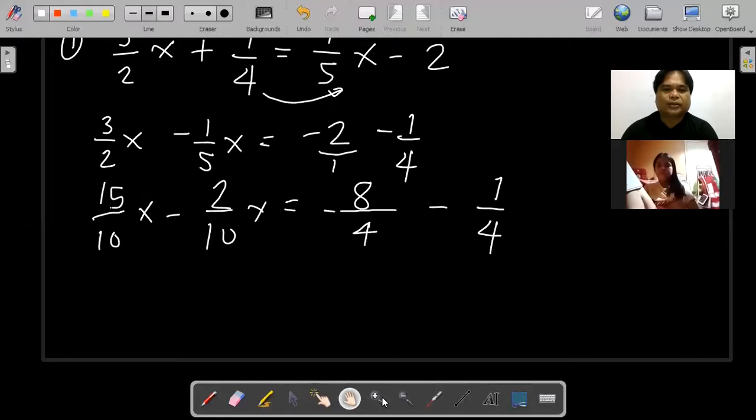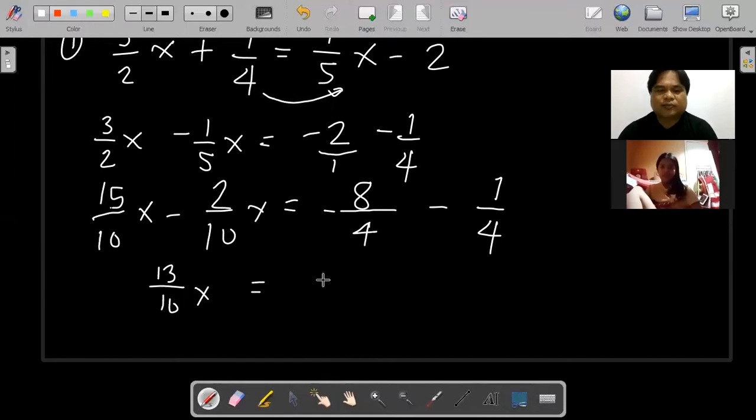Okay, what will happen next? 15 minus 2, over 10, becomes? 15 minus 2 equals 13. 13 over 10 x equals negative 8 minus 1, becomes negative 9. I forgot the negative sign.